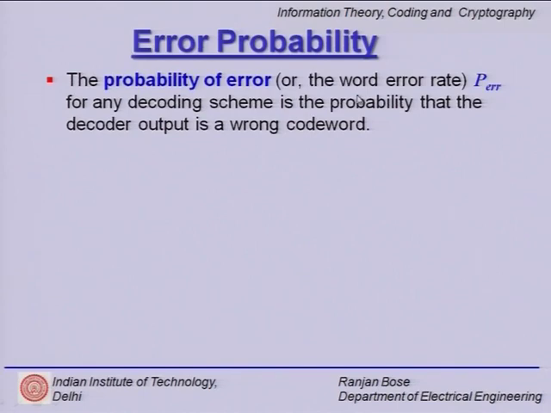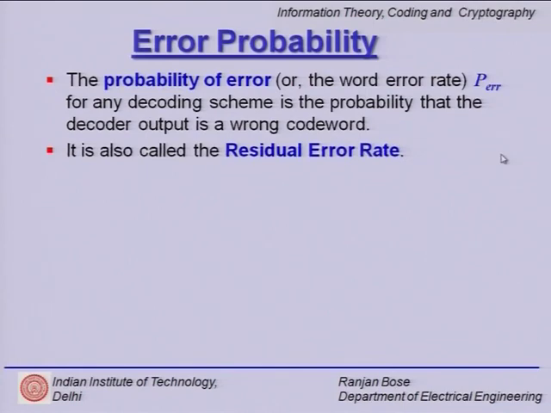So the probability of error, or p-error, for any decoding scheme is the probability that the decoder output is a wrong code word. Despite our safety net, despite this mathematical insurance that we have put across, we still can make errors. This is called the residual error rate. What does it mean? Despite applying error control coding, we still get errors, and that is the residual error rate.